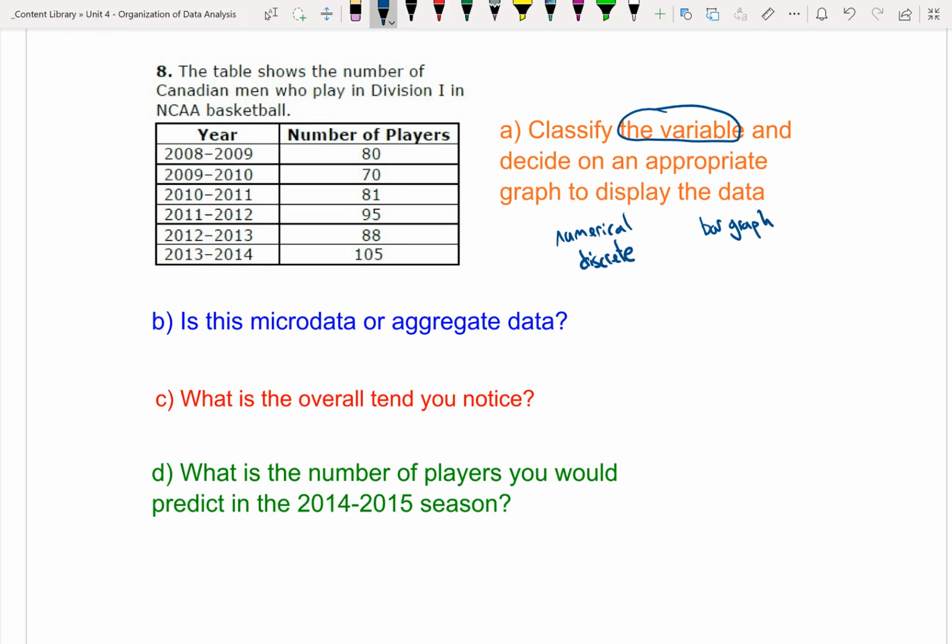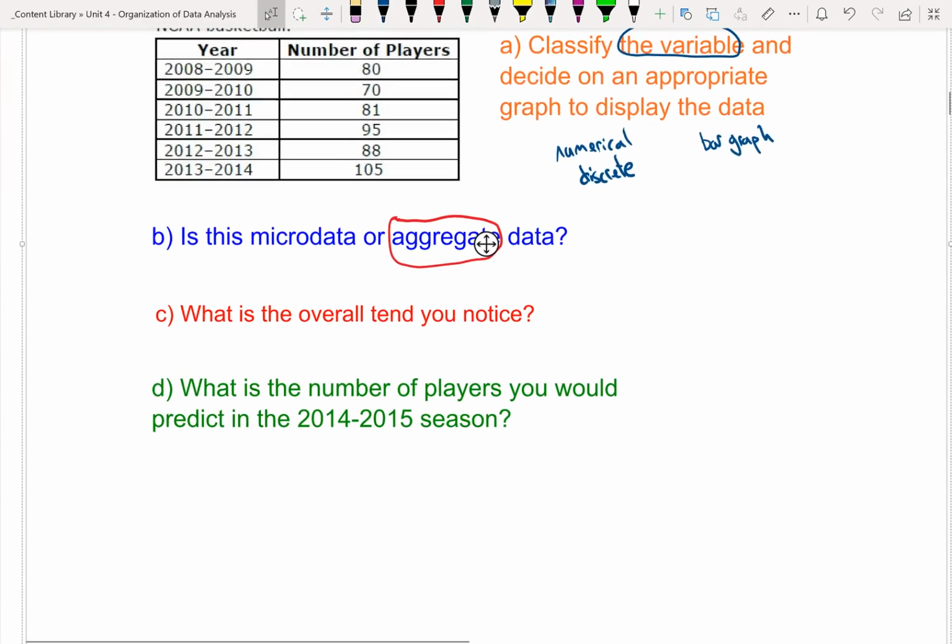So the next thing is, is this micro data or aggregate data? Because we're not seeing the individual data responses or the individual school data, we're looking at the overall number of all the schools added up. We would be looking at aggregate data because we're looking at the group. We're not looking at the individual. Right? So in this case, the individual would be the school, and we're not looking at each individual school.